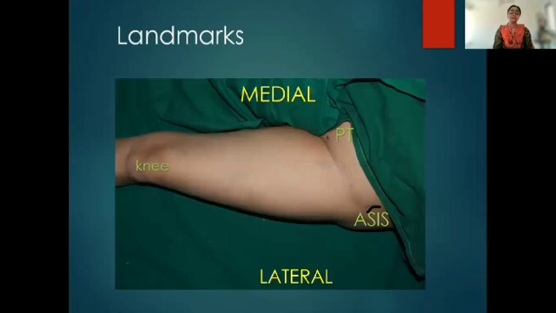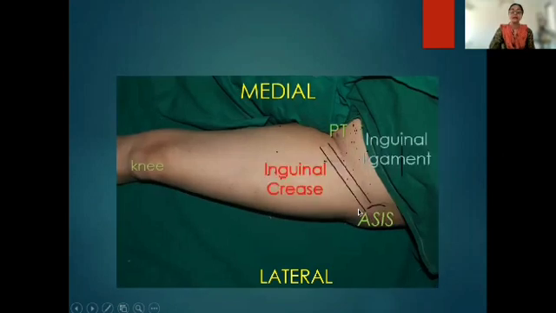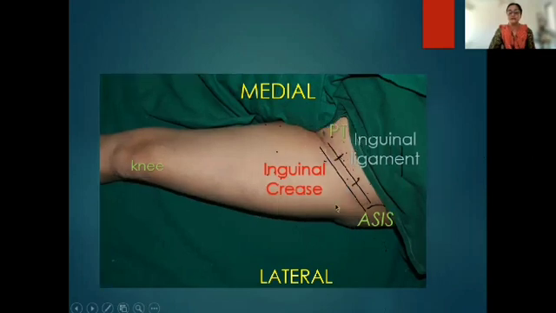Landmarks. Here the bony landmarks are the pubic tubercle and the anterior superior iliac spine. These are the two landmarks which even in obese patients you can feel very nicely. Draw a line from the pubic tubercle to the anterior superior iliac spine, that is the inguinal ligament, and around 2 centimeters below lies your inguinal crease.